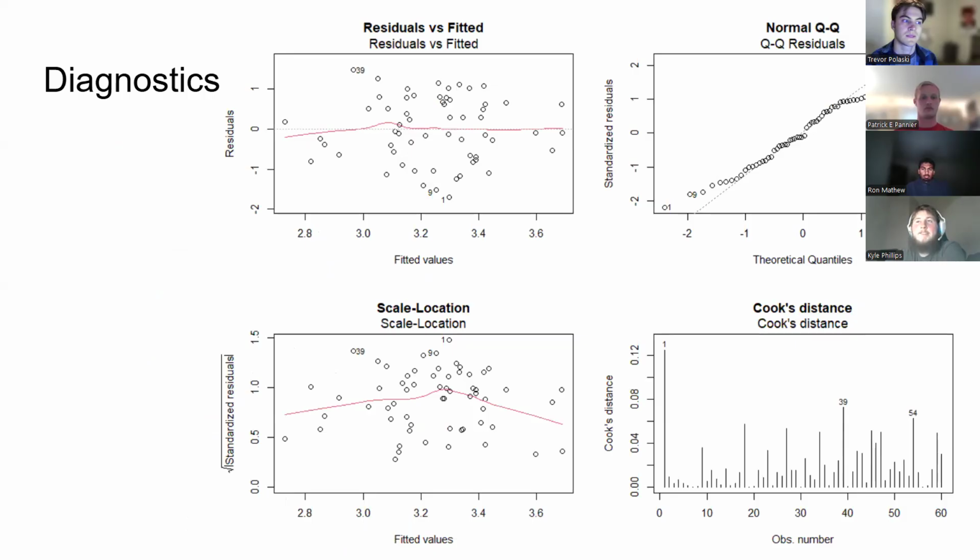Here are my diagnostic plots. Residuals versus fitted is pretty good. So is scale and location. The QQ plot goes a little bit off the line on the sides, but overall is pretty good. Cook's distance also is. There are some high distances, but not over the 0.2 minor influence threshold.